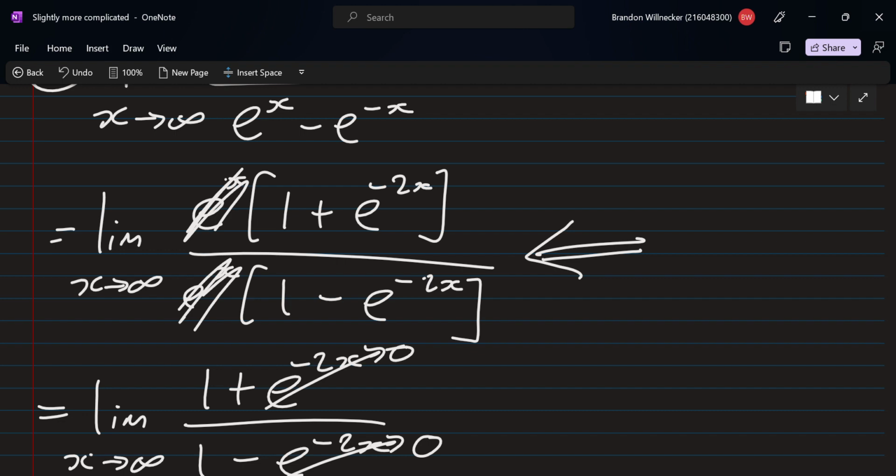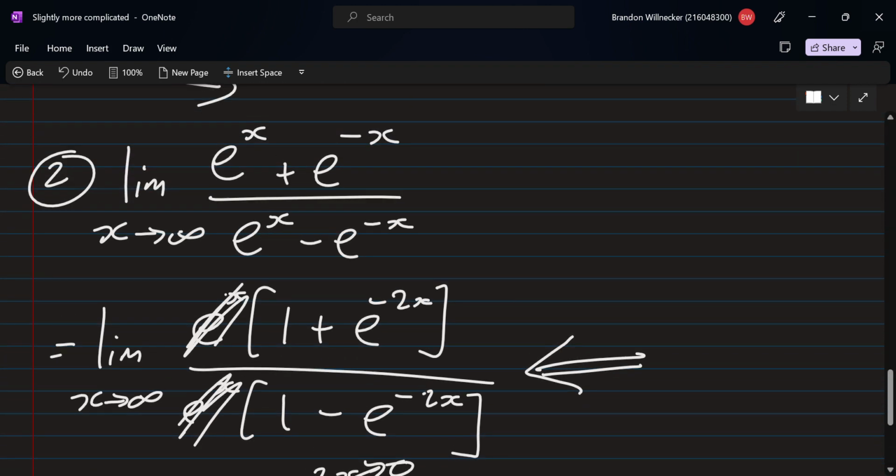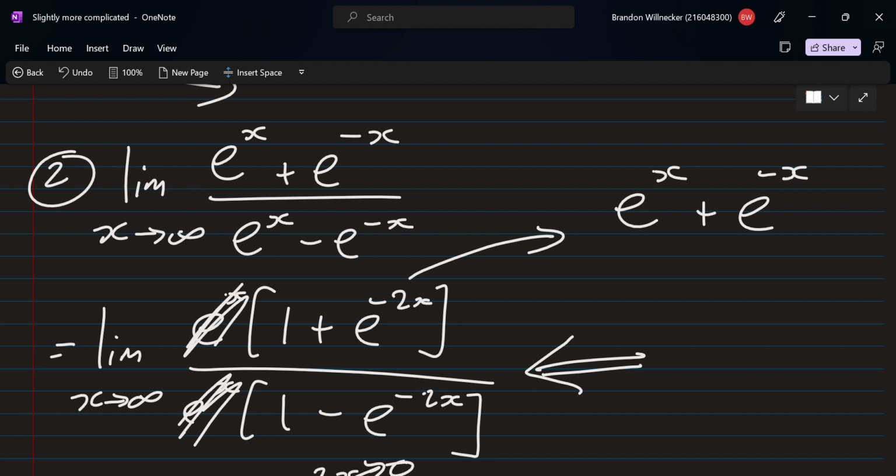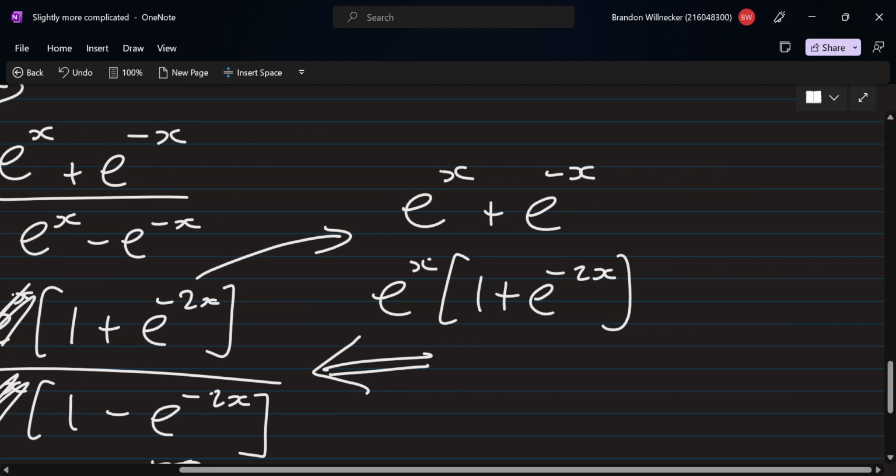Yep. I'm a little bit confused. E raised to minus 2x. Okay, so let's just do this in a different color here. That's not working. Okay, so just here. So we had e to the x plus e to the minus x. If we factor out this e to the x, we end up with e to the x times 1 plus e to the minus 2x. Okay, so let's just see why this works.